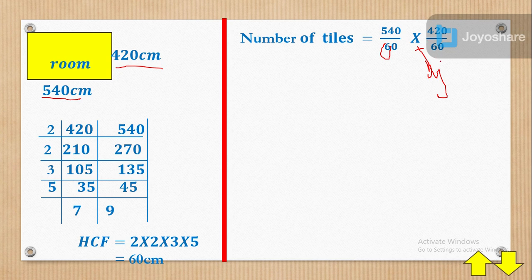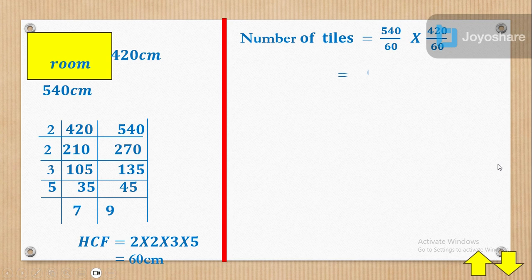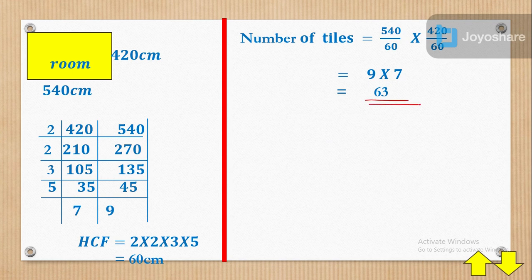420 divided by 60. Now what shall we have in the long run? What you're going to have in the end is 9. Now 9 times 7, those will be the number of the square tiles. So 9 times 7 will give us 63 tiles. Remember the question asked how large the square tile should be, and how many are required. So please, these are the numbers of the square tile. There are 63 tiles required to put up on that floor.